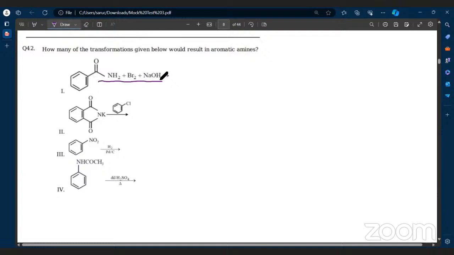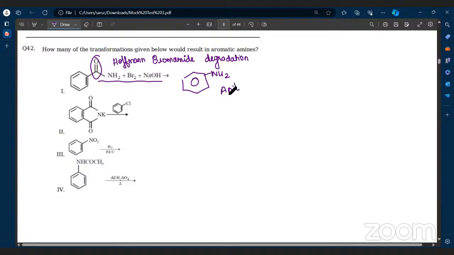Hoffman bromamide degradation. Very good. In Hoffman bromamide degradation, when the amide is in presence of Br2 and NaOH, one carbon is lost and you have to write the resultant such that degradation happens. So you have a benzene phenyl ring and you have CO. I am cutting out this CO completely and writing the product as NH2. Now I got the aromatic amine, so I'll get aniline as the product.